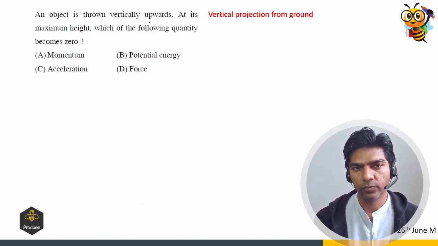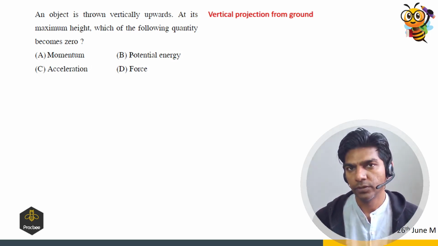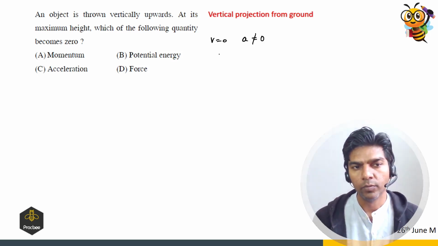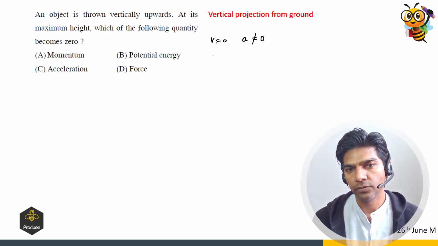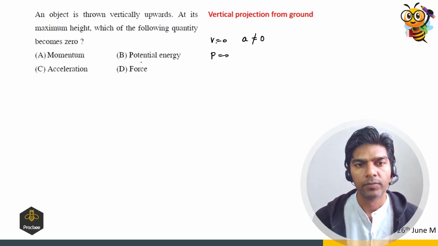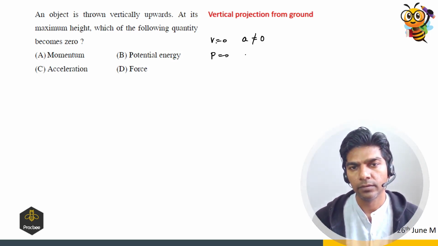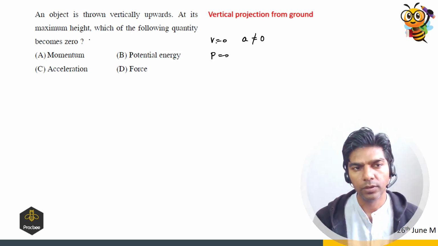An object is thrown vertically upwards. At its maximum height, which of the following quantities becomes 0? So at the maximum height, velocity is 0. Acceleration is non-zero. Momentum, if velocity is 0, momentum is also 0. So which of the following quantities becomes 0? So momentum will become 0.